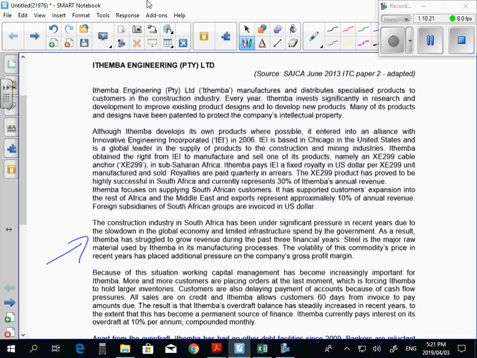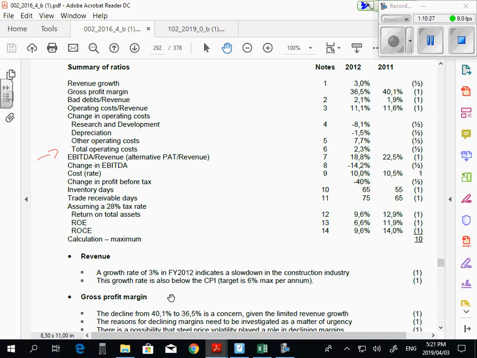Guys, comfortable with this? We'll see this. Next one, guys. Depreciation down by 1.5%. What can you say about that? Guys? If your depreciation goes down, it means what? You're not replacing your assets. And if you're not replacing your assets, what happens? Is that good or bad? That's bad, and may lead to problems in asset utilization in the future.